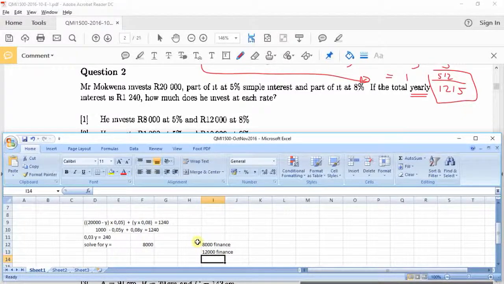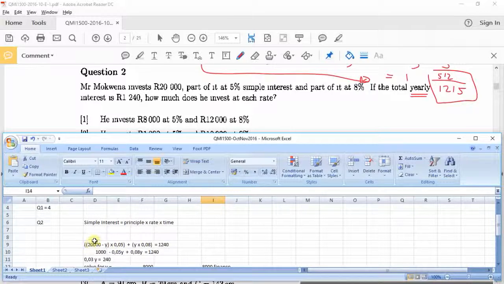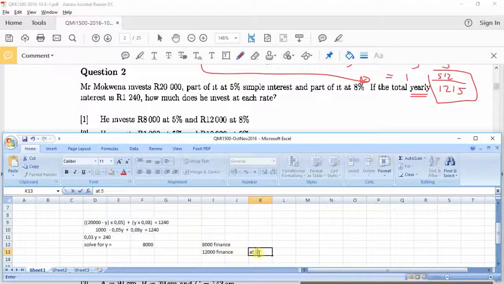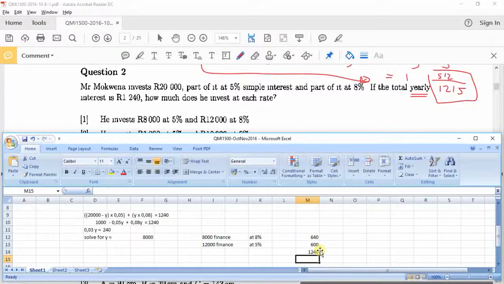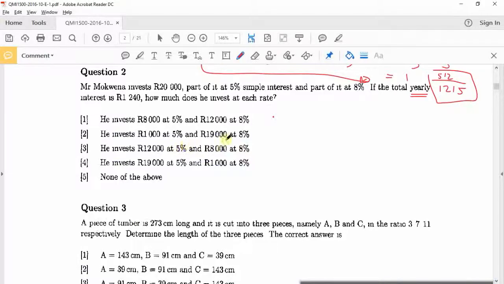So if I look at this, 20,000 minus 8,000 gives me 12,000. So it'll be 12,000 at 5% and 8,000 at 8%. We can check if that works. 8,000 times 8% gives me that 640. If I take 12,000 times 5%, I get that. And if I add those two amounts together, I get the answer. So 8,000 at 8%, 12,000 at 5%, it's option 3.